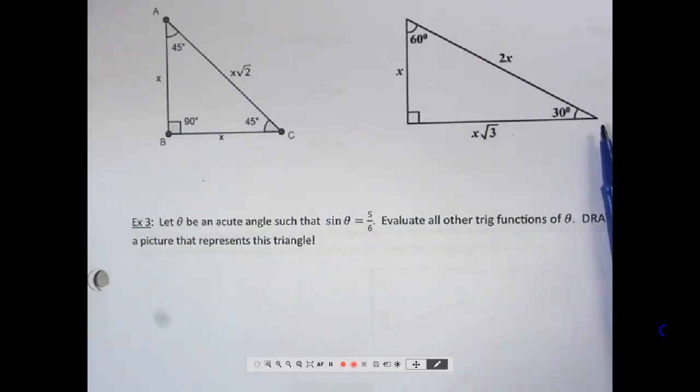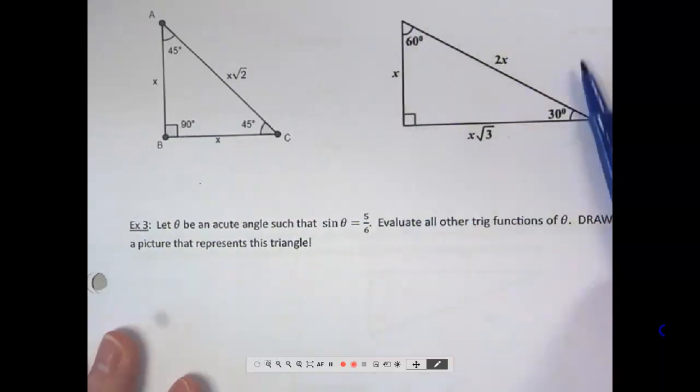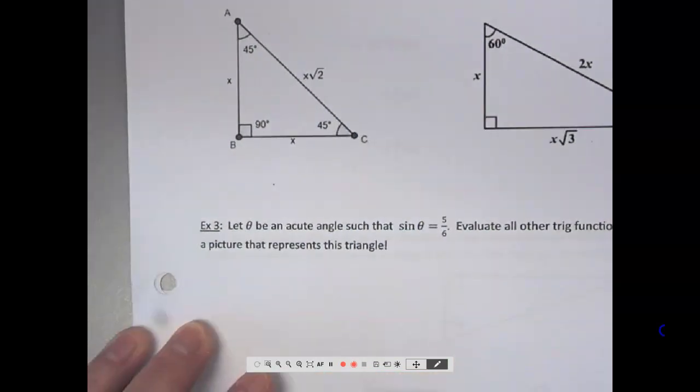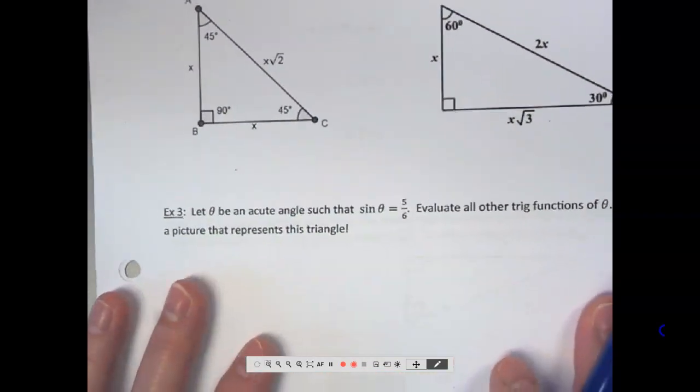Not like the overhead projector going forward and backward towards the screen, and they shrink and they dilate, but the proportion never changes. So those are the proportions of 30, 60, 90. Those are proportions of 45, 45, 90. Okay, so let's look at this next one.